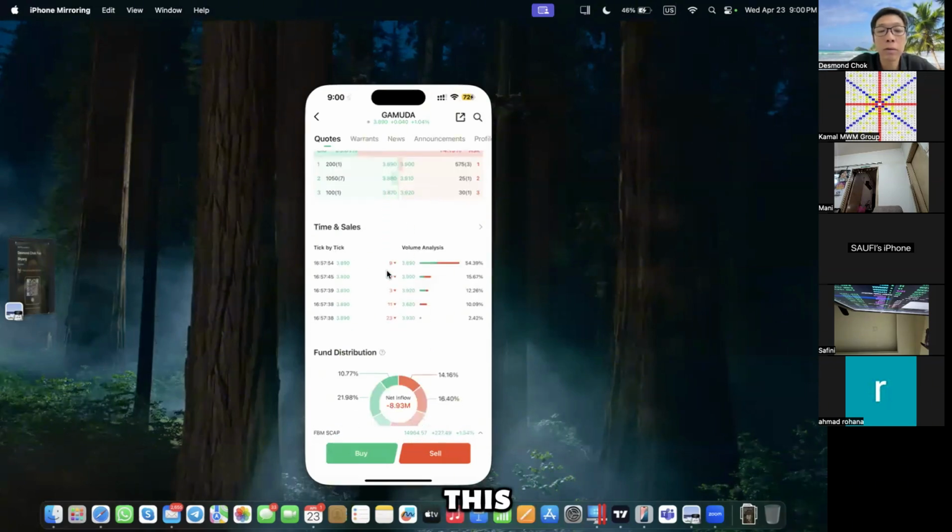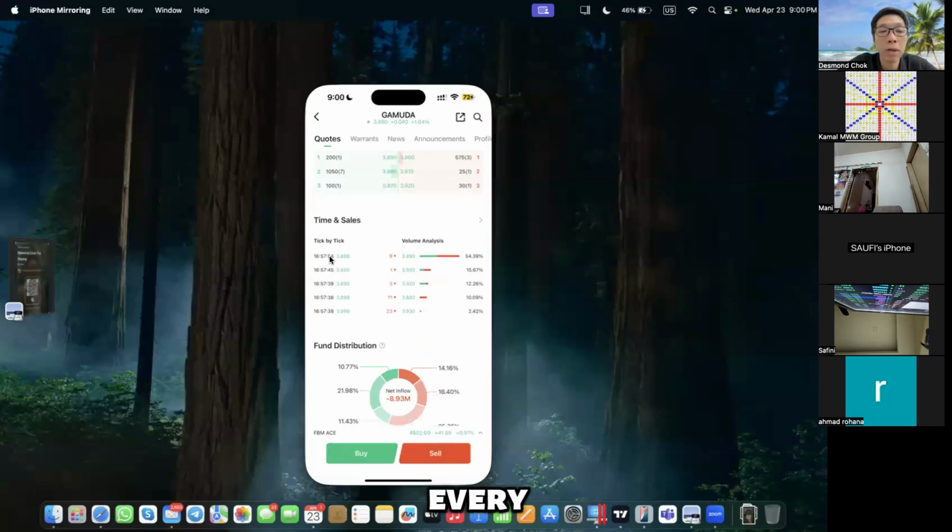Okay, so this one is time and sales. You can see every second all the transactions performed. So everything just now, the running one. This one on the right side is the analysis of the volume. So at every price level, how much is the buy rate? So 54% buy rate.